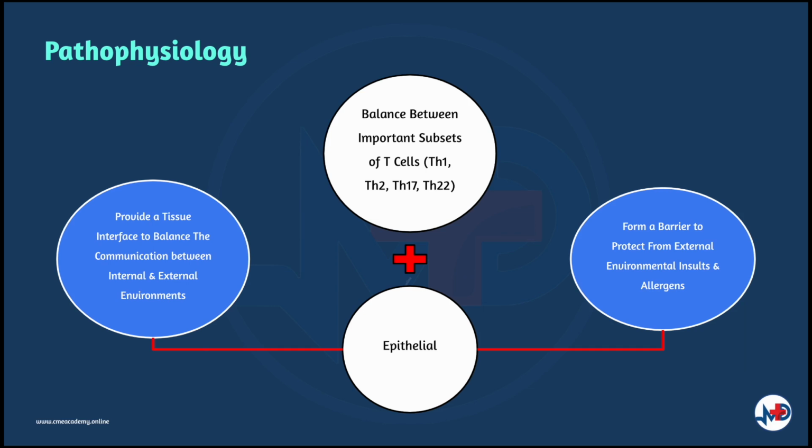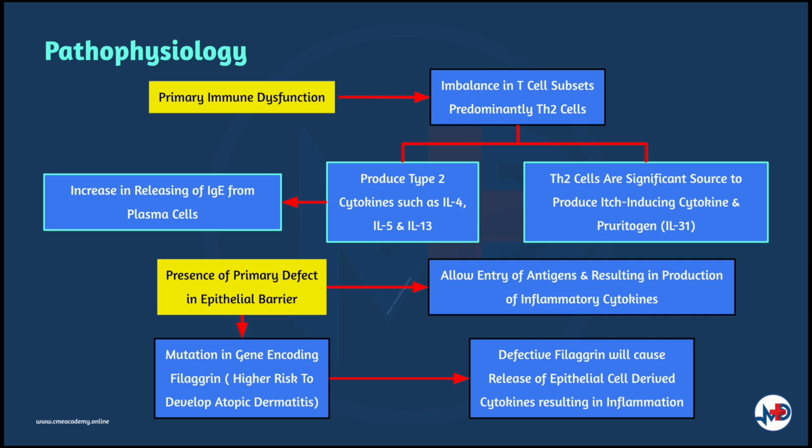So let's look at the physiology. There is a balance between subsets of important T cells such as Th1, Th2, Th17 and Th22. In addition, our epithelium forms a barrier to protect itself from external environmental insults and allergens. It also provides a tissue interface to balance the communication between the internal and the external environments. So there are two main hypotheses to the pathology of atopic dermatitis.